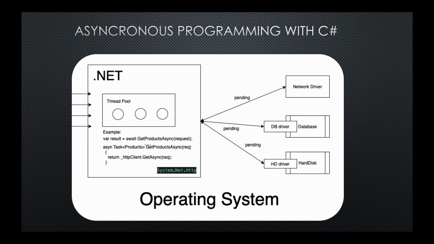And if a task cannot be done immediately, the driver will know, hey, I need to return a pending to the operating system. The operating system will return the pending to System.Net.Http library and all the way up to .NET container. So when .NET container receives the pending status, they know, hey, it's time to release this thread 2.